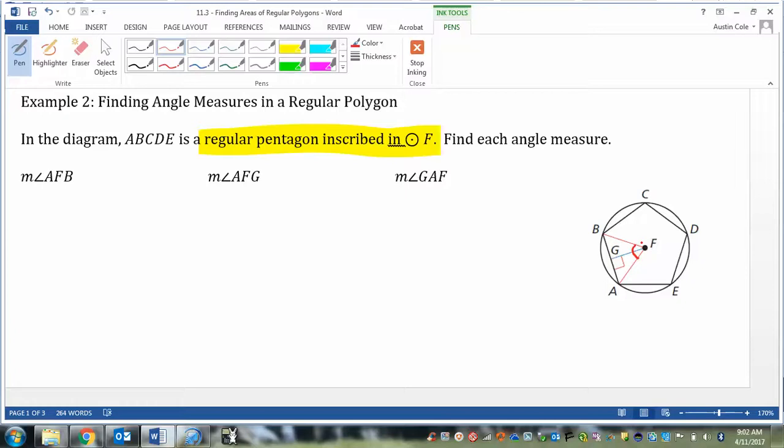Okay, so to answer this question, it says we need to find the measure of angle AFB. Well, that's that central angle. And I know there's going to be 5 of those. So 360 divided by 5. What do you get, Dean? 72. 72 degrees.